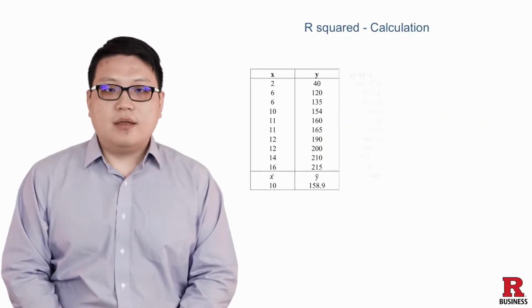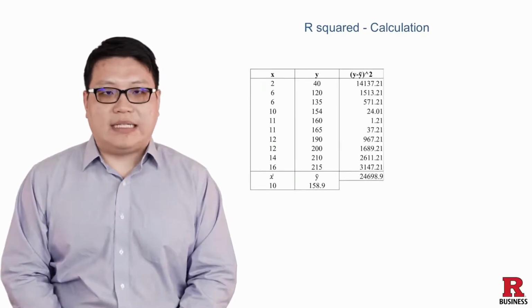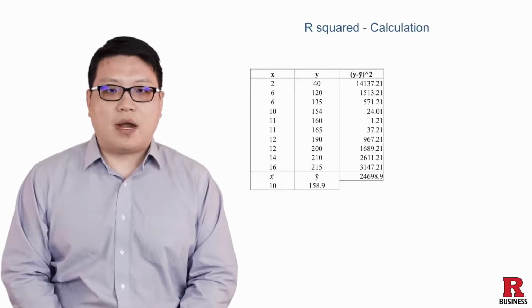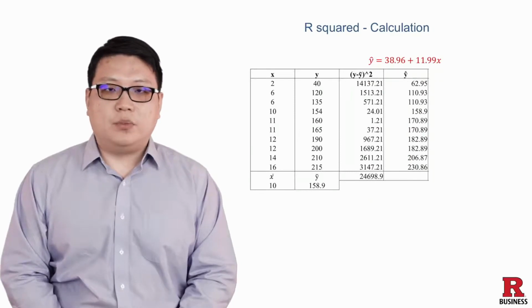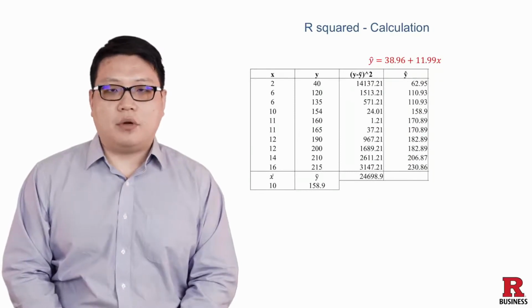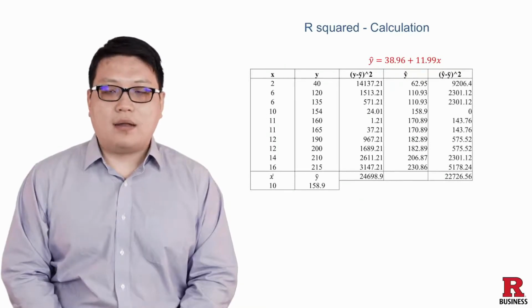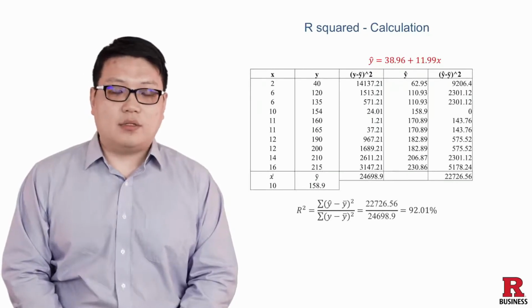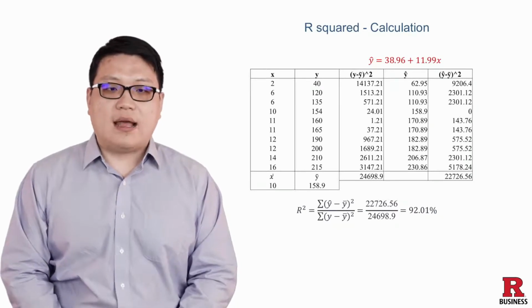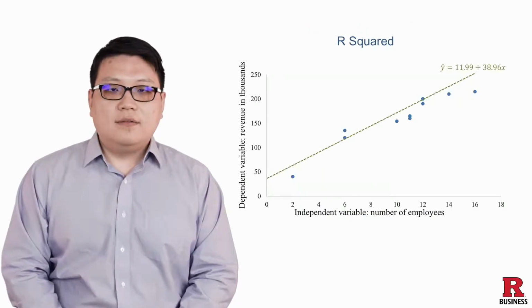To put them into calculation, we get the square of y minus y bar, which is fairly easy. We can just use y minus y bar and take the square of that. To get y hat, we just put the number of x into our regression model. We can get y hat, and then calculate y hat minus y bar to the square of 2. So we put the numbers in our R-square formula, and we can calculate R-square equals 92.01%.